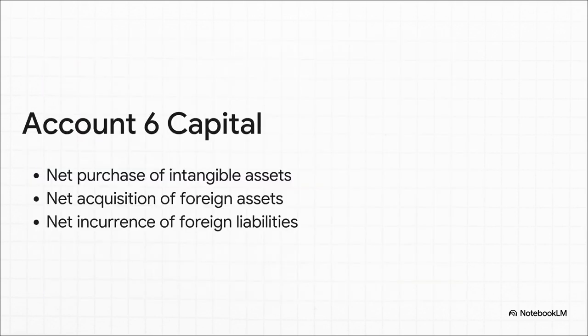Plus, while the BOP might just show a single rolled-up net entry for assets and liabilities, Account 6 actually breaks its capital transactions down into 3 distinct buckets: net purchase of intangible assets, net acquisition of foreign financial assets, and net incurrence of foreign liabilities. It's a subtle distinction, but it shows just how granular Account 6 gets compared to the BOP.